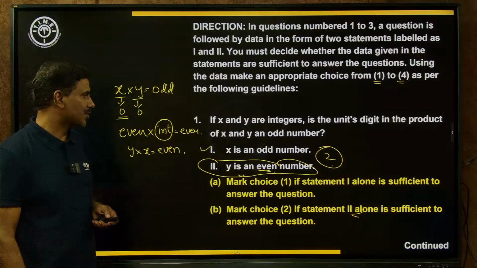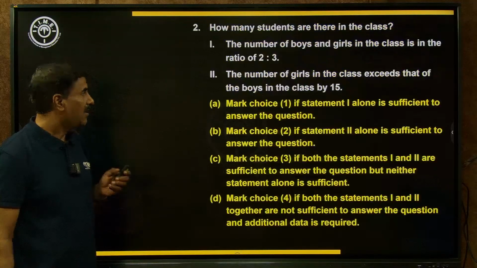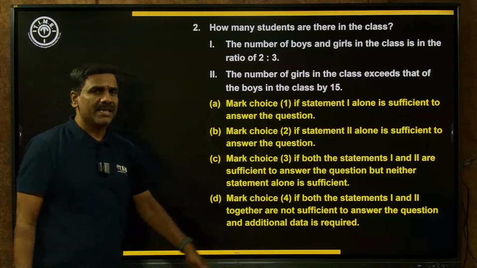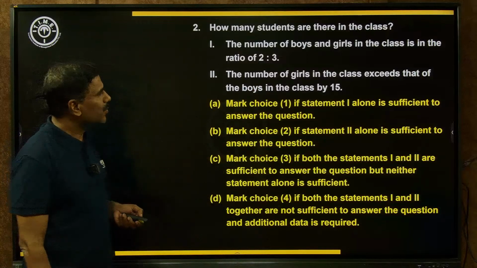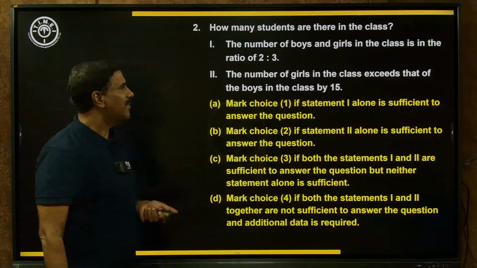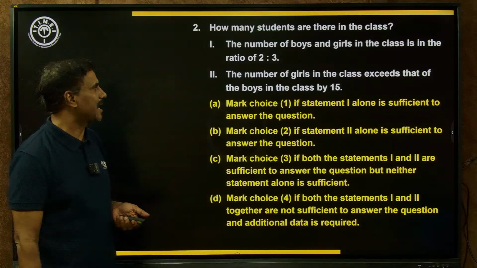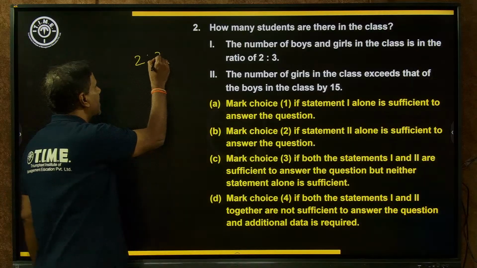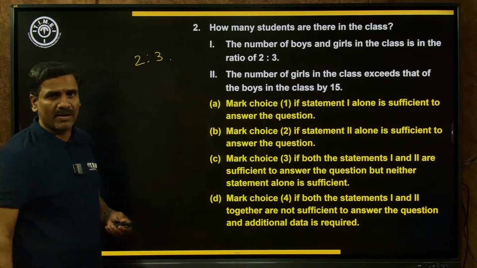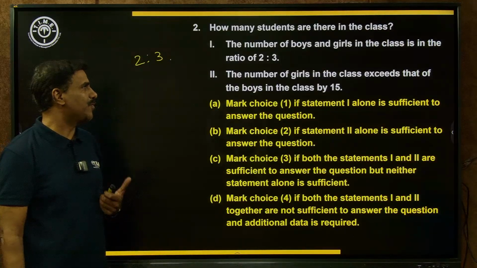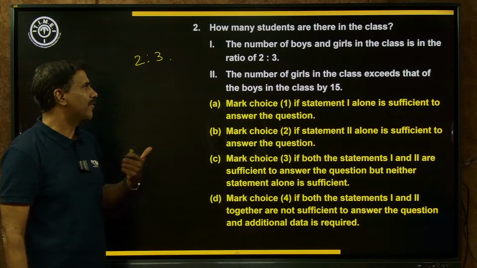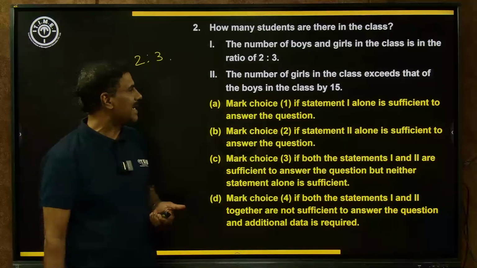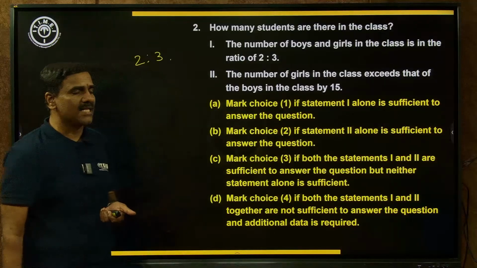So let's look at the next question. The question is in this way. And for our easy understanding, we are looking at all the directions in the same slide, right? How many students are there in the class? The first statement says the number of boys and girls in the class is in the ratio of 2:3. So the boys and girls ratio is given, but the ratio doesn't give us the actual values. We know that from simple equations, ratio, proportion, variation topic. So that is the reason we will move to the second statement. The second statement says the number of girls in the class exceeds that of the number of boys in the class by 15.